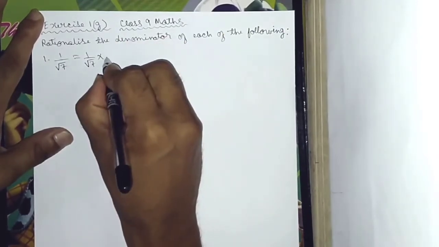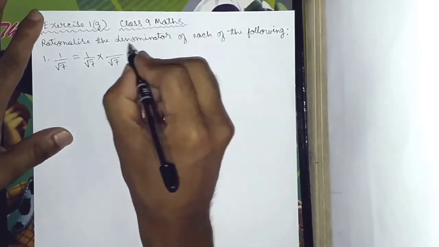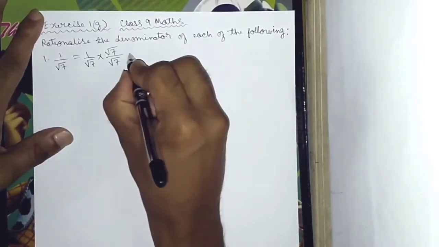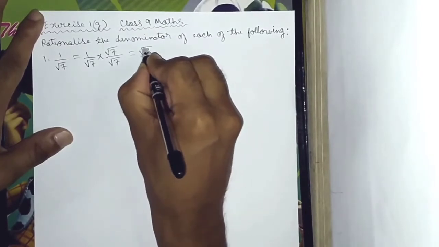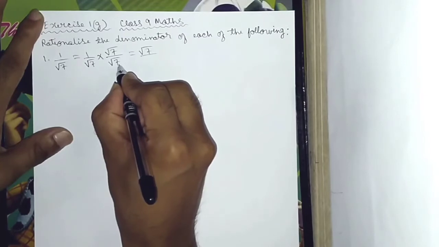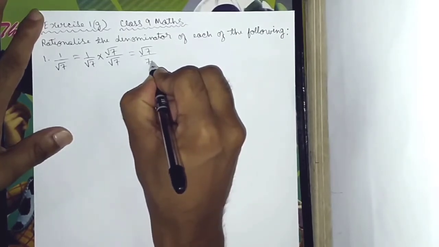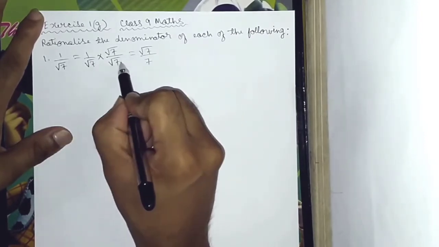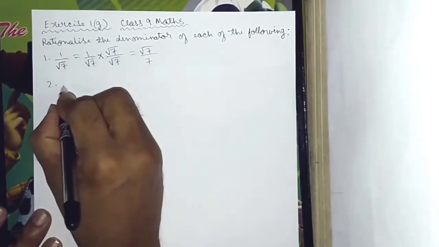So multiplied by root 7, the numerator becomes root 7. Root 7 by root 7 multiplied again. So this is equal to 1 into root 7 over root 7 into root 7. That is root 49, and root 49 is 7. Square root of 49 is 7. So root 7 into root 7 is 7. That is the answer.